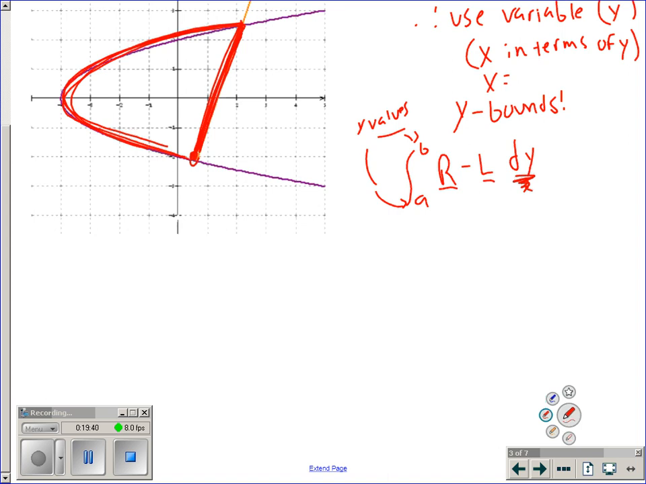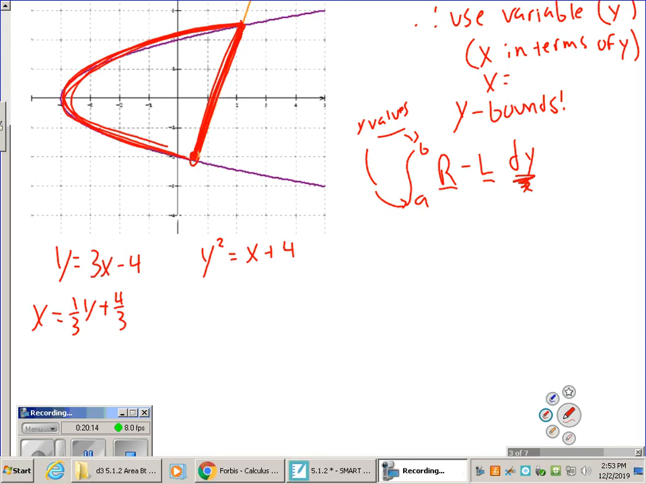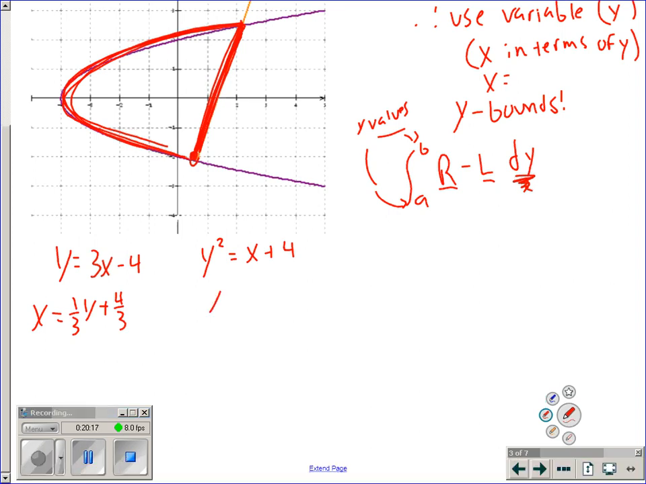So let's remember that the first equation was y equals 3x minus 4, and the second equation was y squared equals x plus 4. I need to get both of those in terms of x equals to plug into my integral, right? So the first one would be x equals 1/3 y plus 4/3. And my other one in terms of x would be x equals y squared minus 4.